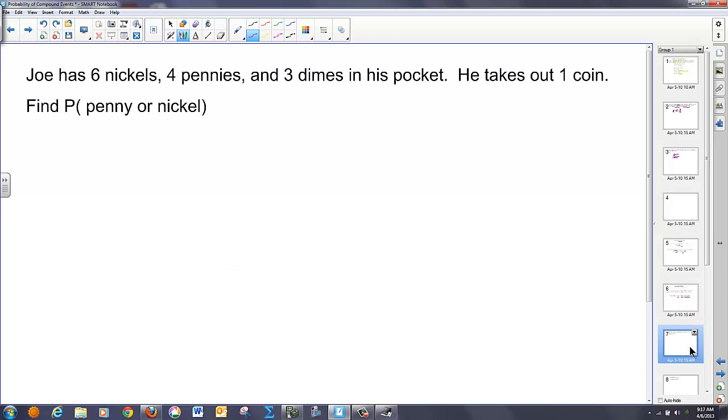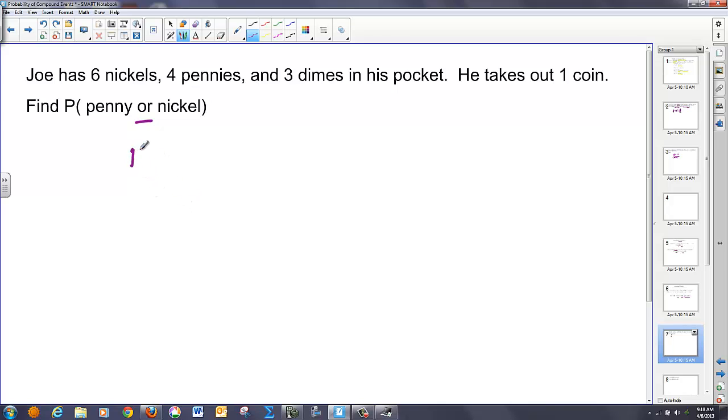Let's do some problems. So in this case, Joe's got a total of 6 dimes, 6 nickels, 4 pennies, 3 dimes. And he's going to take one coin out, and we want to find the probability that the coin is either a penny or a nickel. Now, when he pulls that coin out, it can't be a penny and a nickel at the same time, so we call these mutually exclusive. So again, if this is exclusive and this is an OR, we're going to add the two probabilities.